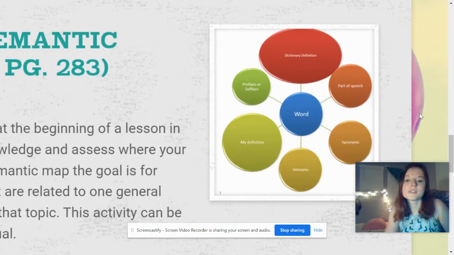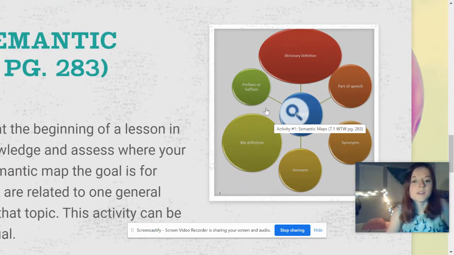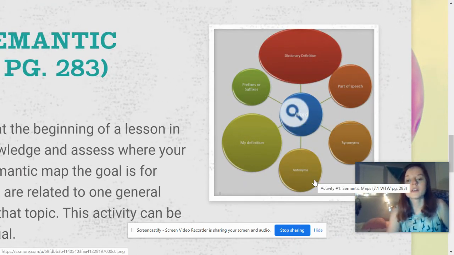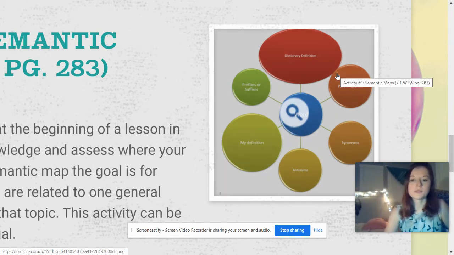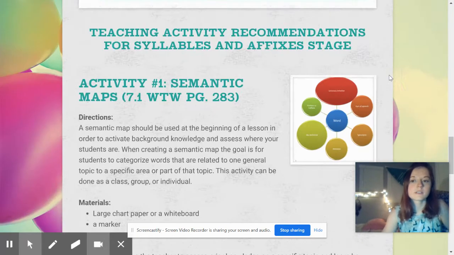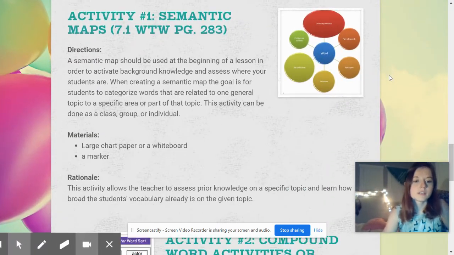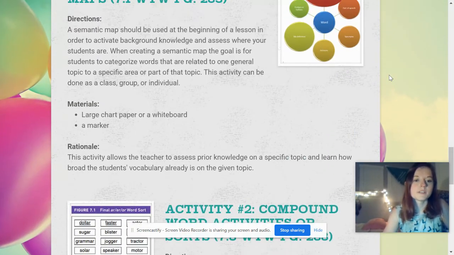Zoom in a little bit so you can see. Any prefixes or suffixes within that word, also antonyms, synonyms, and using an example of that word in a sentence. Pretty basic, but students can keep these maps as reference.